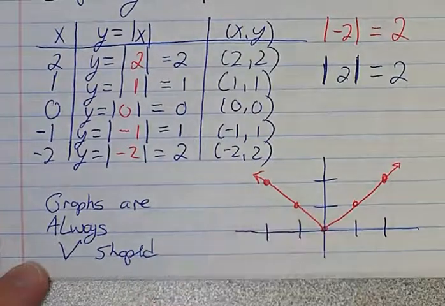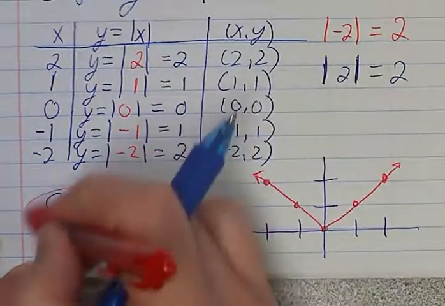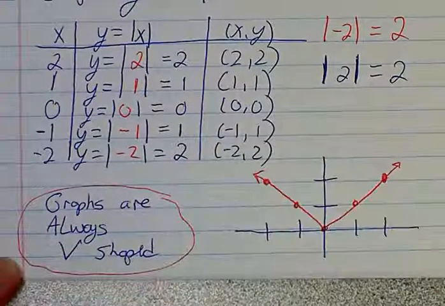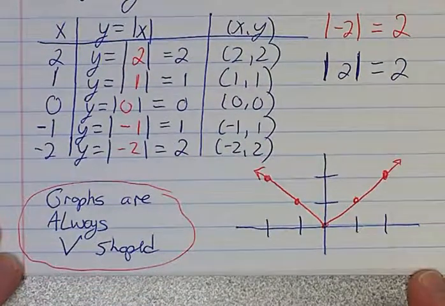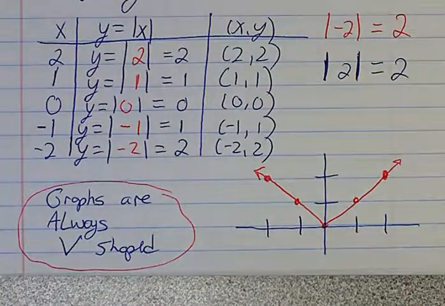And here's the one thing I want you to take away from today when we talk about these, and we'll talk about this more tomorrow. Anytime you do absolute value, the graph will always be a V-shaped graph, every single time, no matter what you do. Doesn't matter what the equation is, no matter what they do to it, if they put absolute values on it, it's always going to be a V-shaped graph every single time.